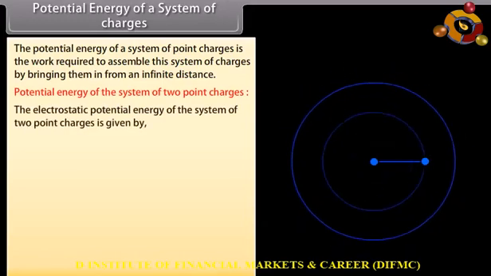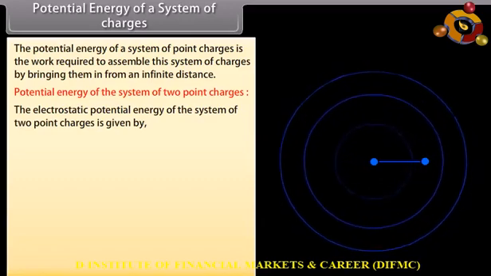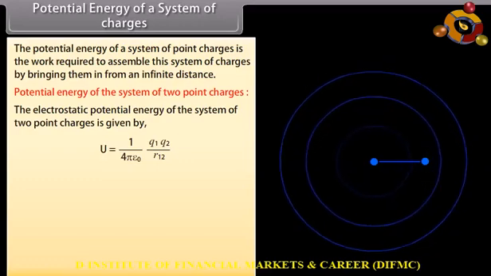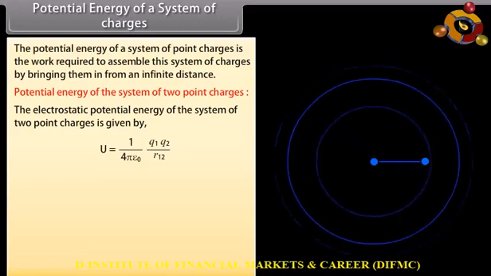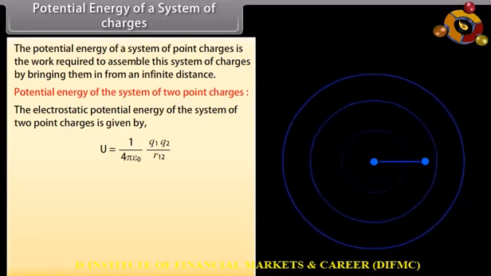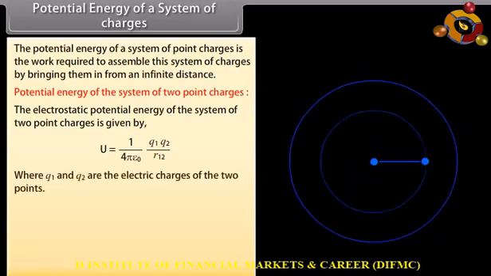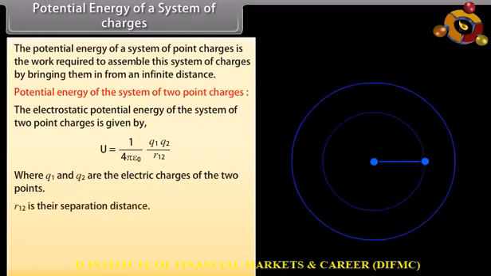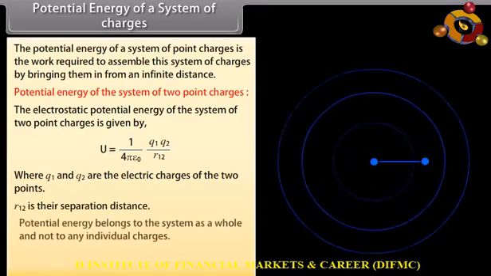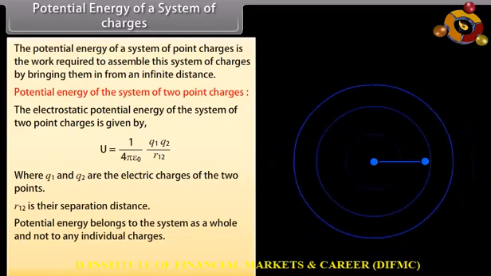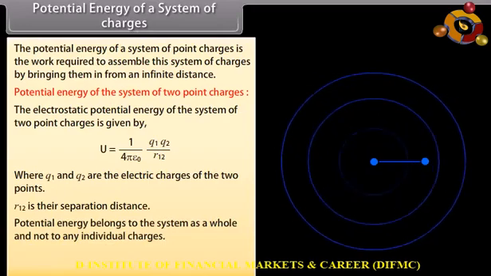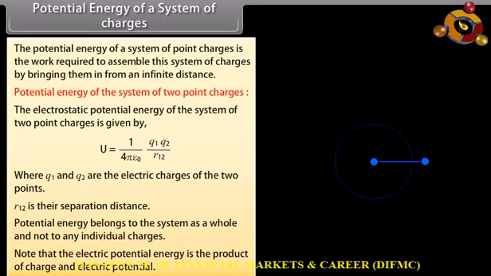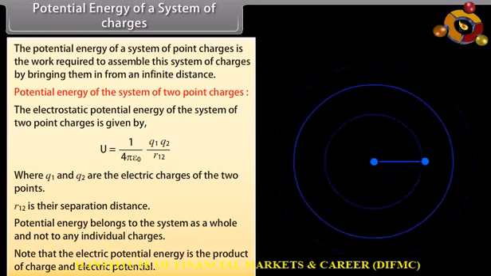The electrostatic potential energy of the system of 2 point charges is given by U as 1 upon 4 pi epsilon naught multiplied by q1 q2 upon r12, where q1 and q2 are the electric charges of the 2 points. r12 is their separation distance. Potential energy belongs to the system as a whole and not to any individual charges. Note that the electric potential energy is the product of charge and electric potential.